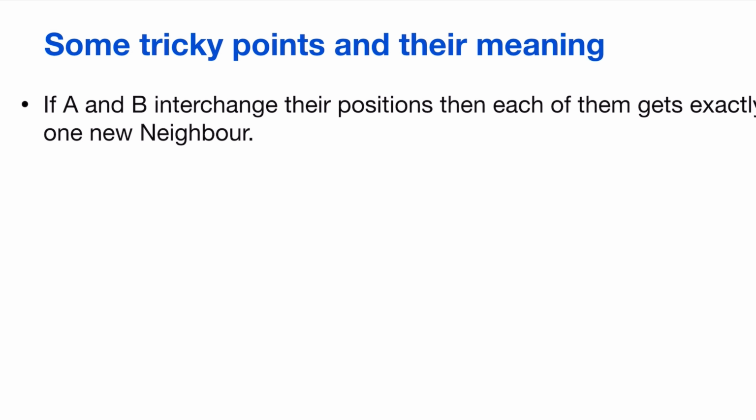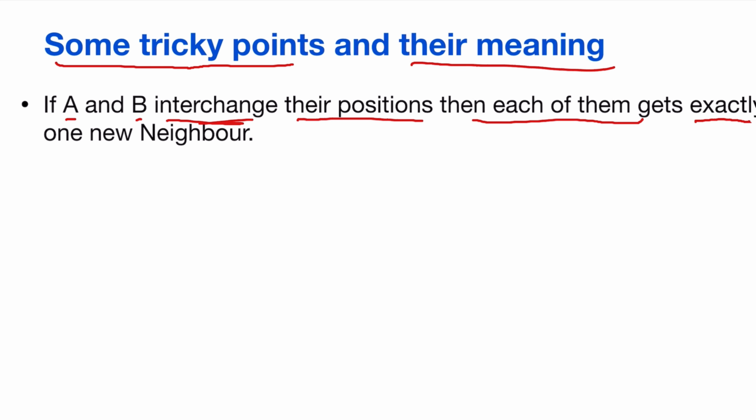Now let's move on with the next part, which is some tricky points and their meaning. So first it states, if A and B interchange their positions, then each of them gets exactly one new neighbor. First of all, it is important to understand that this is a linear arrangement problem.